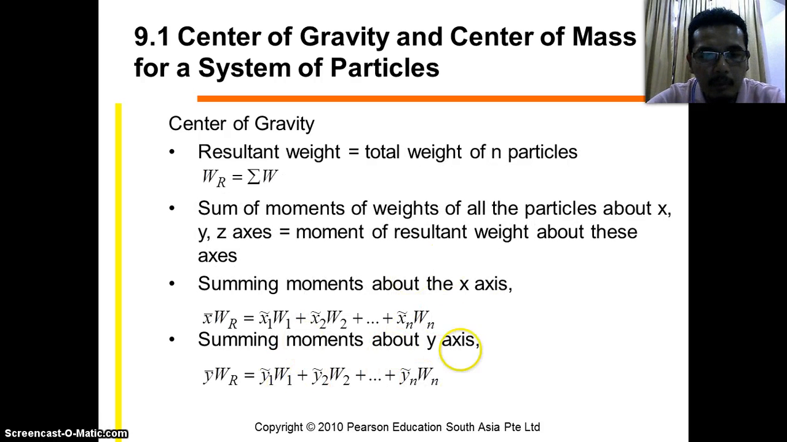So in the summing moment about the x axis, for example, this x bar is only for the resultant weight. This x tilde is for the location of W1, x2 tilde is the location for W2 as well, and so on until xn tilde for the Wn particle.